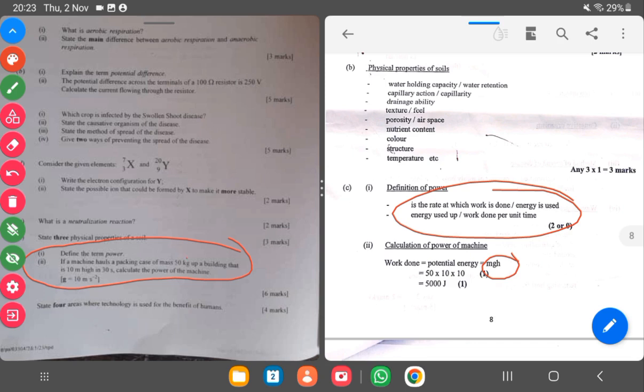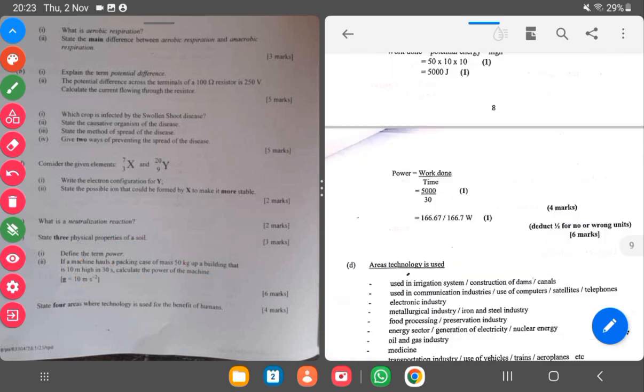From the question, you have 50 kilogram here, your meters 10 meters, and your time in seconds. All your units are right, so there's no need to do any conversion. Just first of all, calculate your work. Once you have your work, you are good to go. You input your time and you have your 166.7 watts. You're going to be deducted marks if you don't put the units there.